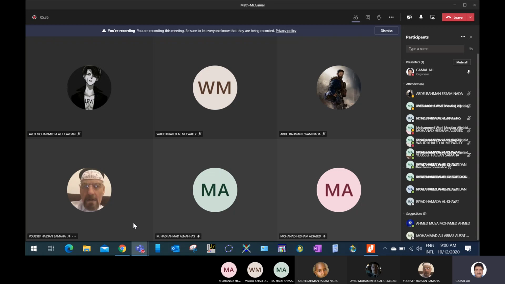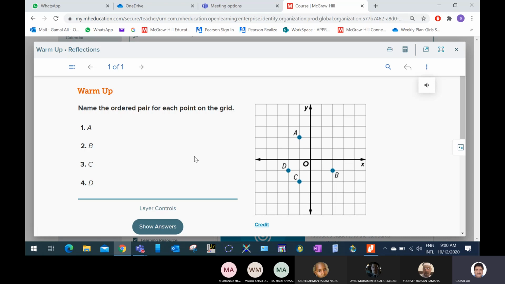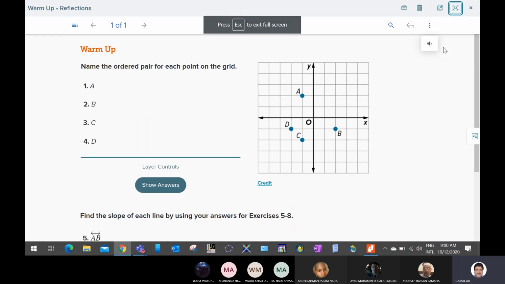What is our lesson today? 4.1 or 4-1. The title of the lesson is the reflection. Before we start our lesson, we have to make a warming up. The first question is: name the ordered pair for each point on the grid.